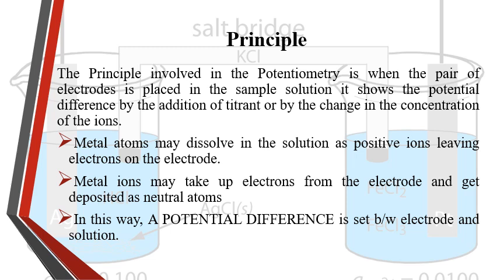The principle is that two electrodes are used: the reference electrode, which maintains a constant potential, and the indicator electrode, which indicates a potential change. The solution must be stirred during titration.